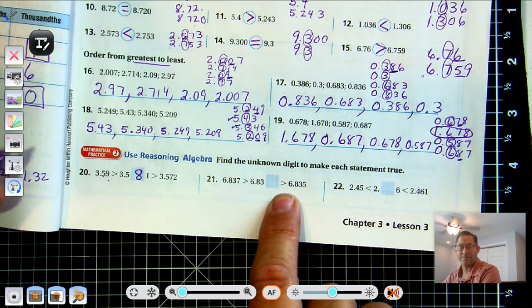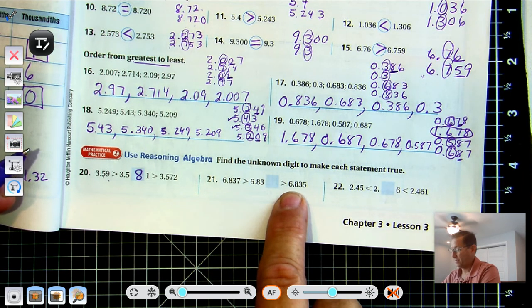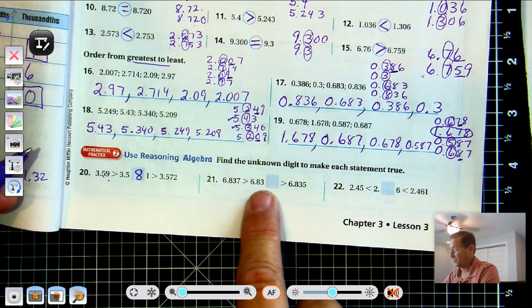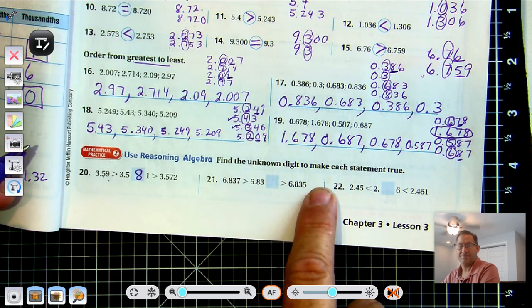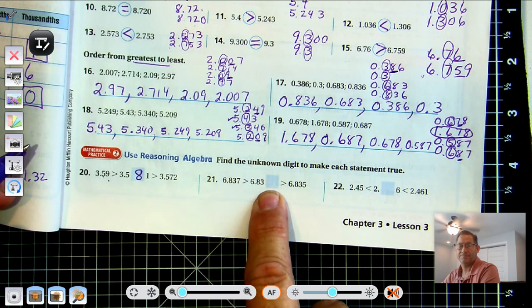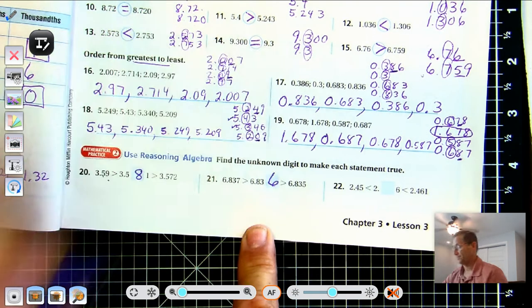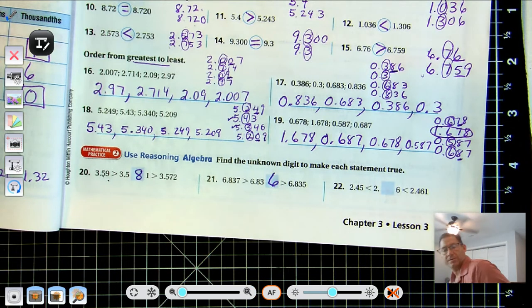So 8.21. 6, 6, and 6. So the ones are all the same. 8 tenths, 8 tenths, 8 tenths. 3 hundredths, 3 hundredths, 3 hundredths. 7 thousandths, missing digit, 5 thousandths. So what number is 7 greater than, but that number is greater than 5? That's 6. Okay, 6 is the only number that would work there. All right, and number 22.